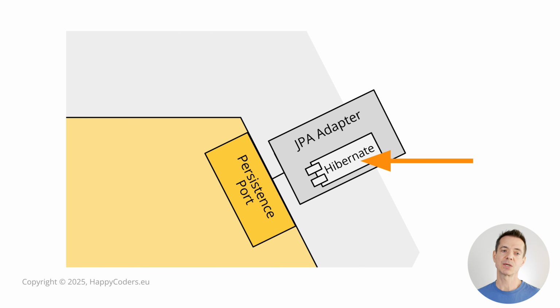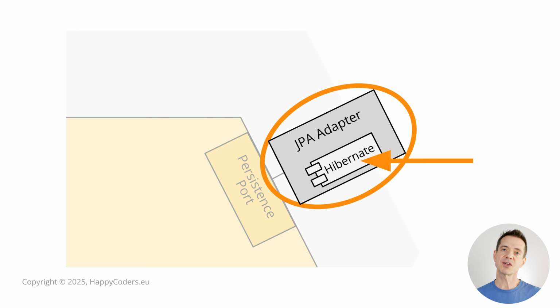If we here want to upgrade Hibernate to the next major version and that upgrade requires code changes, then only the JPA adapter is affected because it is the only component that has a dependency on Hibernate. To pick up the car analogy again, if you want to change your tires, you might need different rims, but you don't need a new axle, a new transmission, or a new engine.